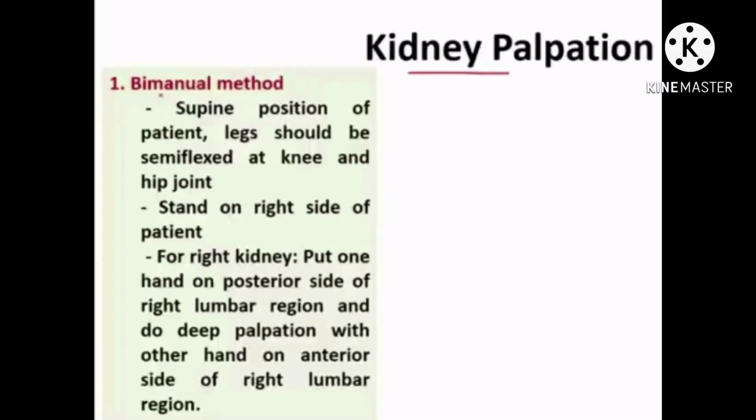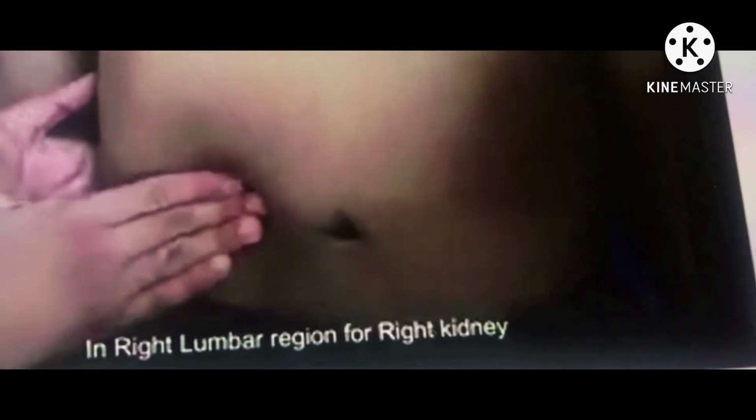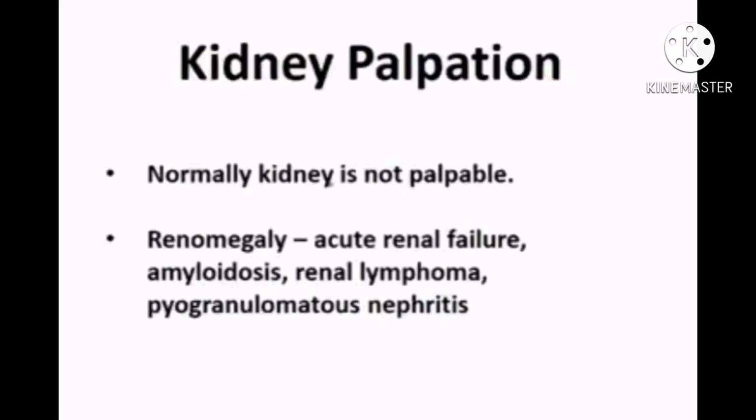Kidney palpation by the manual method. Make the patient lie in supine position. Legs should be semi-flexed at the knee and hip joint. Stand on the right side of the patient. For the right kidney, put one hand on the posterior side of the right lumbar region and do deep palpation with the other hand on the anterior side of the right lumbar region. Normally, the kidney is not palpable. Renomegaly is seen in conditions like acute renal failure, amyloidosis, renal lymphoma, pyelonephritis, nephritis.